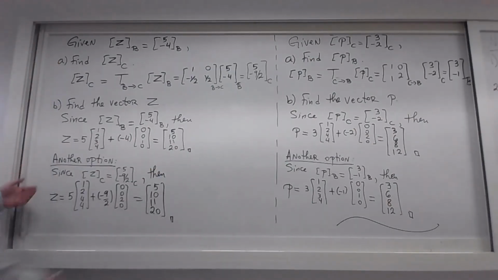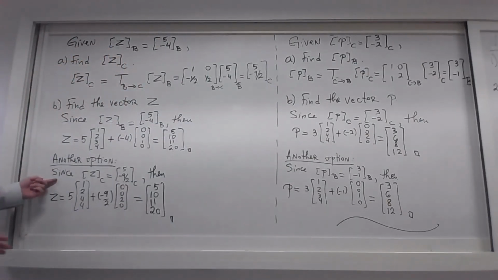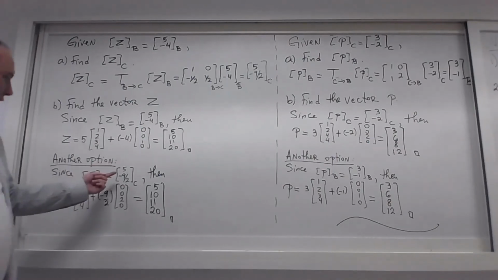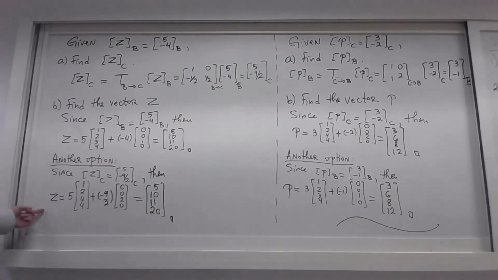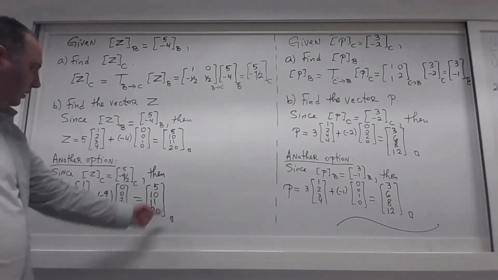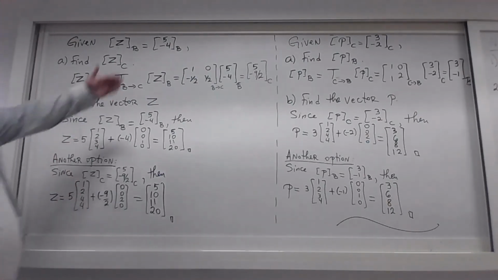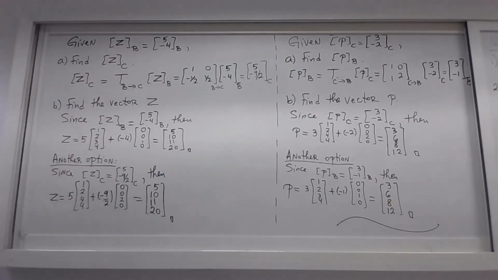You could use the coordinates from basis C also, so that's another option. You don't need to, but you just need one of them. So let's say you use the coordinates from basis C, 5 and -9/2. Well, that means that Z is 5 times first vector from basis C plus -9/2 times the second vector of basis C. Compute, you'll get the same vector, obviously. You must get the same vector, because vector Z has different coordinates in different bases, but it's the same vector.